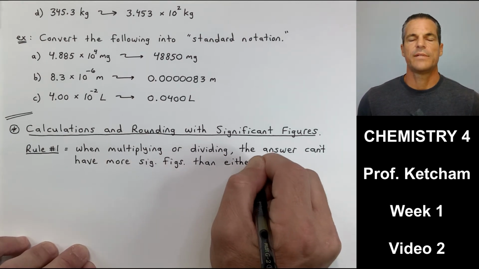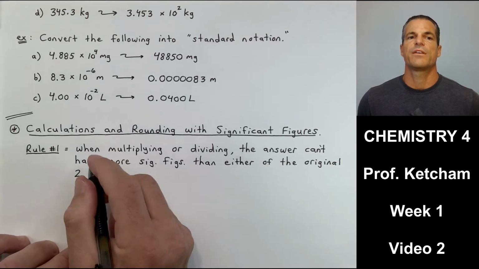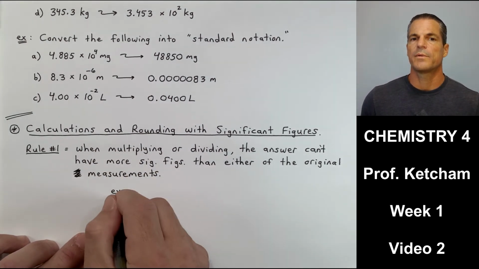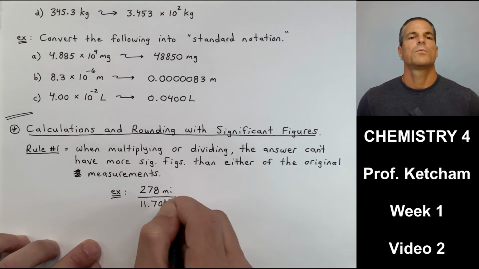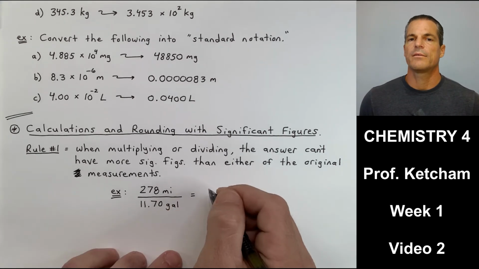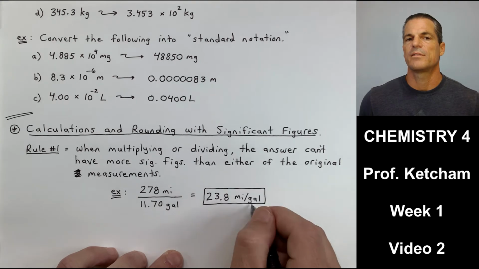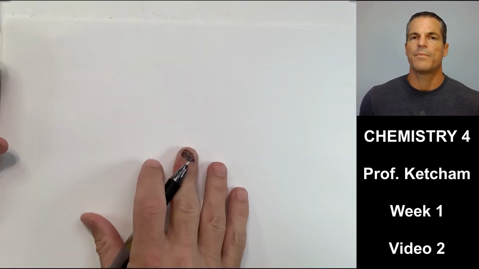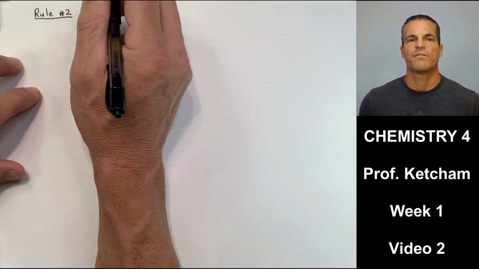All right, next topic, calculations and rounding with significant figures. All right, we got 2 rules here, very similar rules. The first rule is for multiplication and division. Rule number 1, and we use this rule the most. Rule number 1, when multiplying or dividing, the answer can't have more significant figures than either of the original measurements. So for the example, 278 divided by 11.70, well, the numerator had 3 sig figs, so that's why the answer was reported in 3 sig figs.